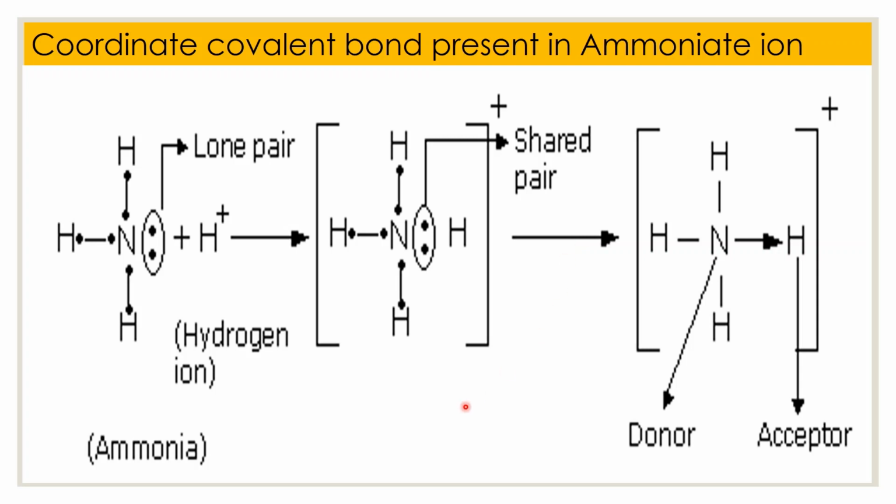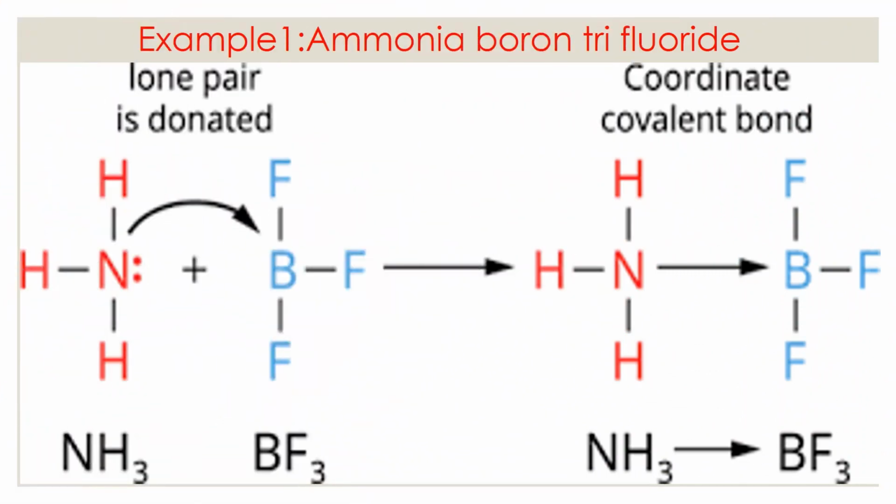Next one, ammonia boron trifluoride. This is the best example for coordinate covalent bond. Here at the starting of the diagram you can see ammonia. At the central atom nitrogen, two dots are present. Those two dots are the lone pair. With this lone pair, ammonia nitrogen has octet structure in outermost shell. So ammonia already has stability. But look at the boron trifluoride.